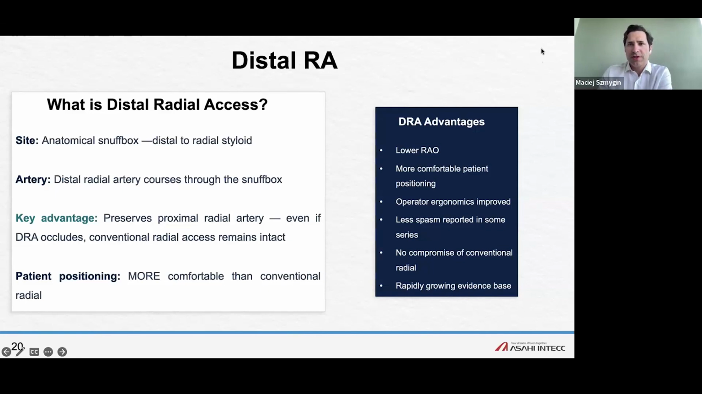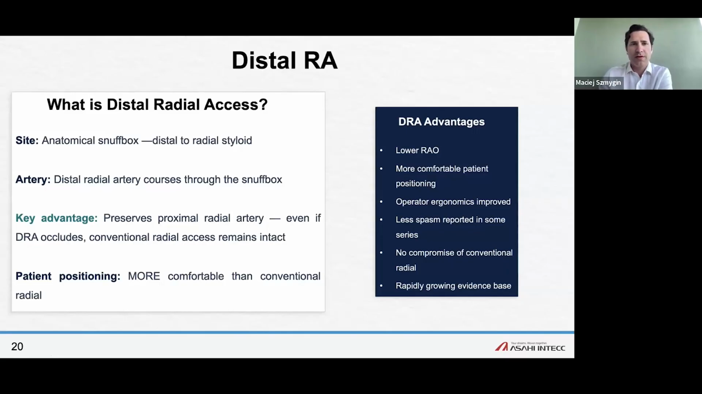And potential advantages is a lower rate of occlusion. I read an article in a cardiology journal that it's really a lower rate of radial artery occlusion. Maybe it's more comfortable for the patient because they don't have to rotate their arm. The operator ergonomics is improved. Some series report lower spasm rate. It does not compromise the conventional radial access, and the evidence is growing.